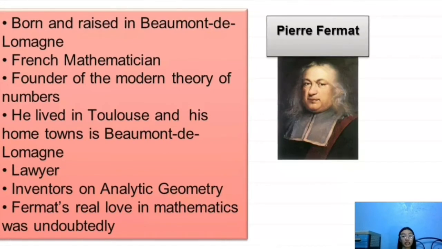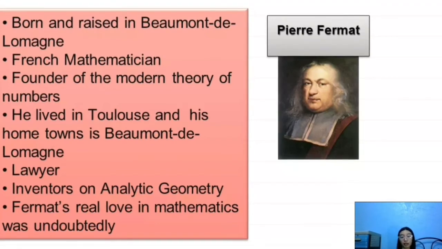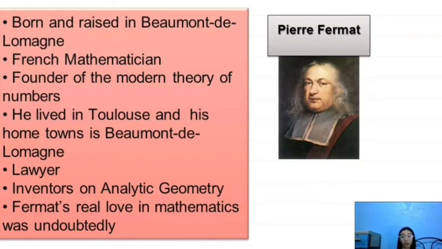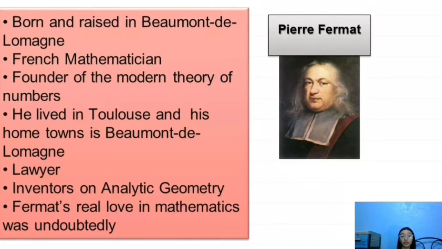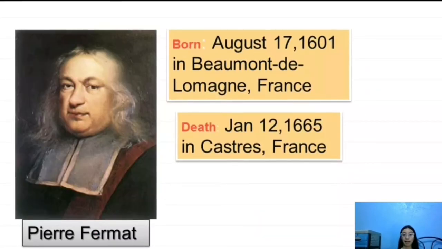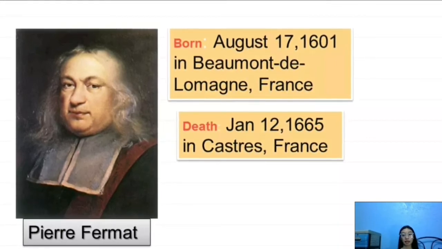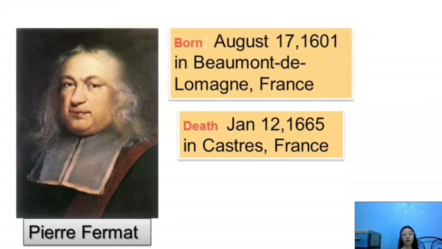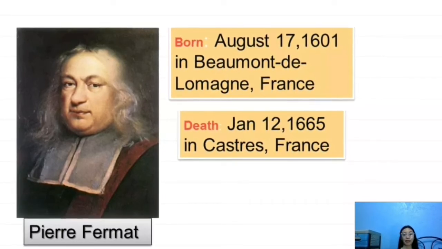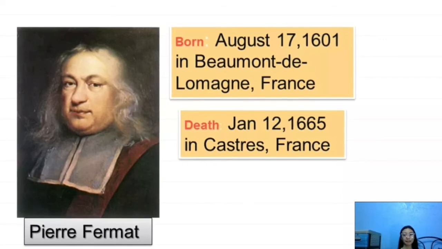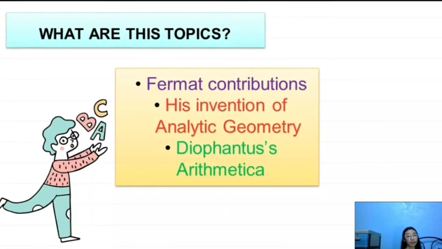He was also a lawyer, and for the remainder of his life, he lived in Toulouse, but as well as working there, he also worked in his hometown of Beaumont-de-Lomagne. Fermat's real love was mathematics. Fermat was born on August 17, 1601 in Beaumont-de-Lomagne, France, and died on January 12, 1665 in Castres, France.